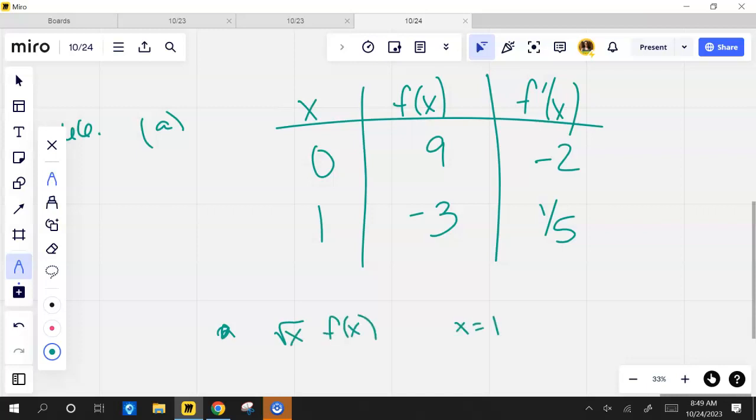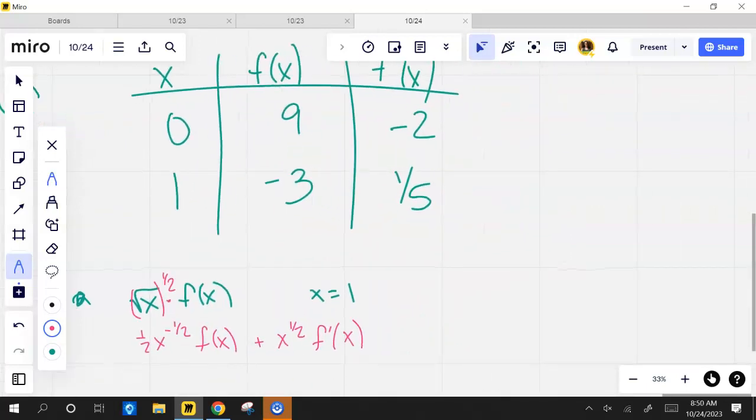So I'm just going to use product rule here, okay? Again, I'm going to make this 1/2. So the derivative would be derivative of the first times the second plus the first times derivative of the second. And then they say do that when x equals 1. So 1, 1, 1, 1. And then I'm going to use the table, right? I got 1/2. 1 to the negative 1/2 is just 1. What's f of 1?